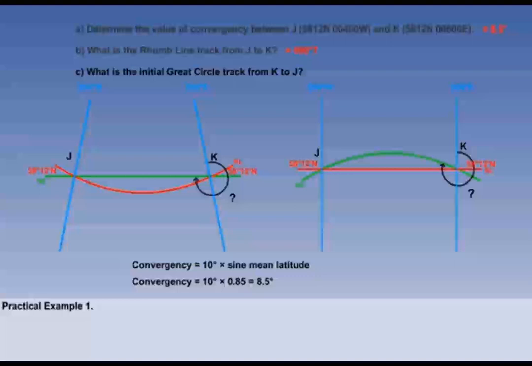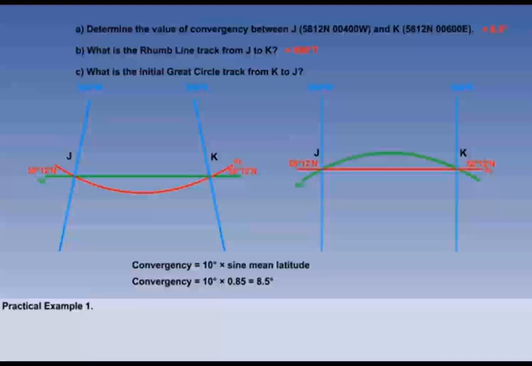Think about how you will approach this problem, remembering that this lesson is on conversion angle. What will be your method? You should have appreciated that we know what the rhumb line track from K to J is, so all we have to do is to apply conversion angle to it. What is the rhumb line track from K to J?